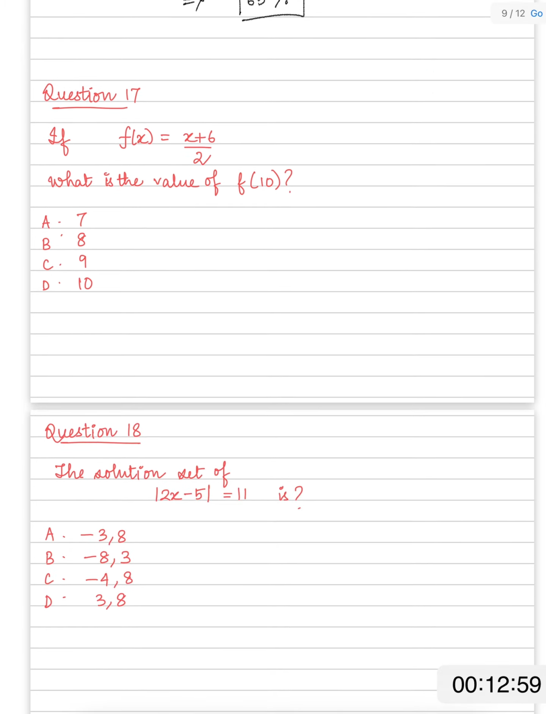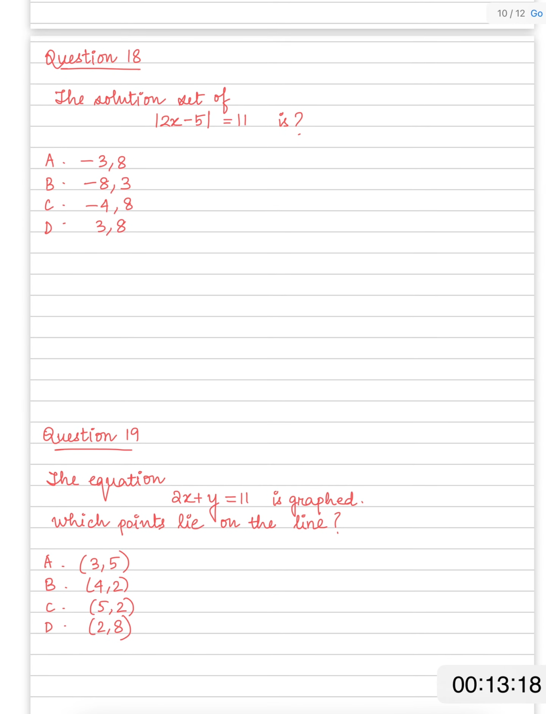Now for question 17. f(x) is given. We need to find the value of f(10). So f(10) will be (10 plus 6) by 2. You just put the value of 10 over here. 16 by 2, which is 8. So option B is the correct choice.